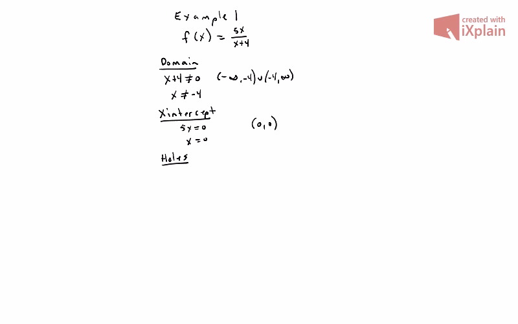To find holes, start by simplifying the function. This function is already simplified, so evaluate the function with x equals -4. You wind up dividing by 0, which means that x equals -4 is not a hole, and it is going to be a vertical asymptote.